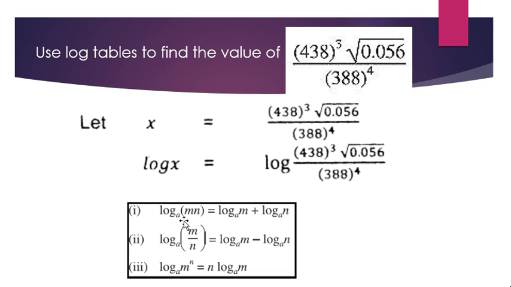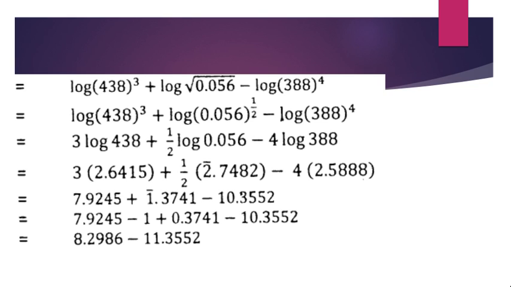The first one is the product, meaning the log of m into n. We can write it in the form of a sum, log of m plus log of n. Then log of m divided by n, this is the division. So division we can write as a difference, log of m minus log of n. And the third one is the exponent. If log of m has an exponent n, we write n before the log, then log of m. Now we are moving to the solution.